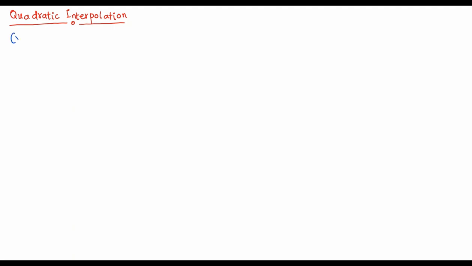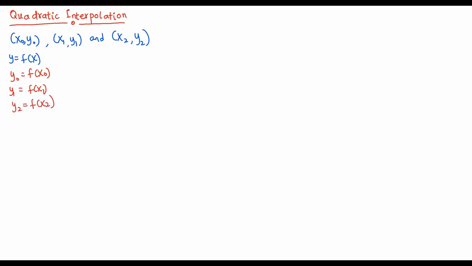to be x naught, y naught, comma x1, y1, and then x2, y2. Okay, so these are our data points. And then let's not forget that y is equal to f of x, right? So therefore we can say that y naught is the same as f of x naught, right? And then y1 is the same as f of x1, and then y2 is equal to f of x2.